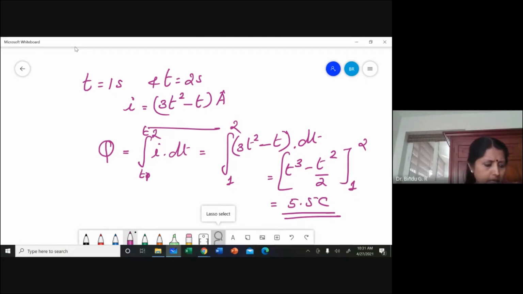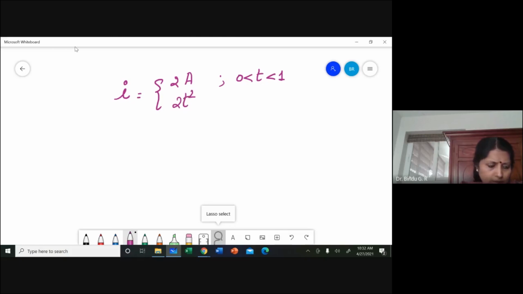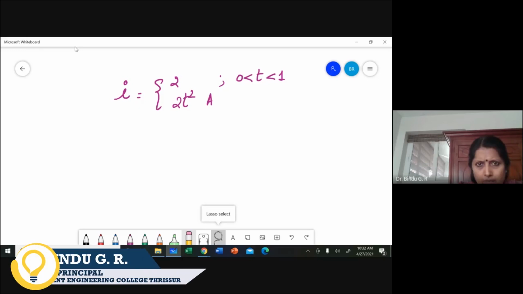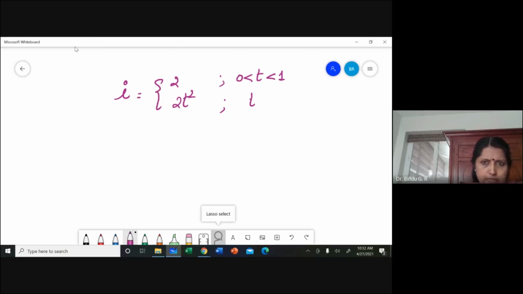Then I am giving you a homework problem. Just take down this homework problem and that's all for today. The current flowing through an element is I equal to 2 amperes when t lies between 0 and 1 second, and it is equal to 2t squared when t is greater than 1.